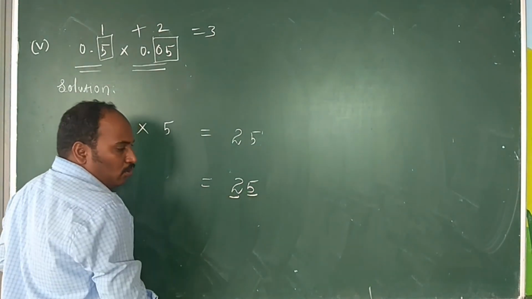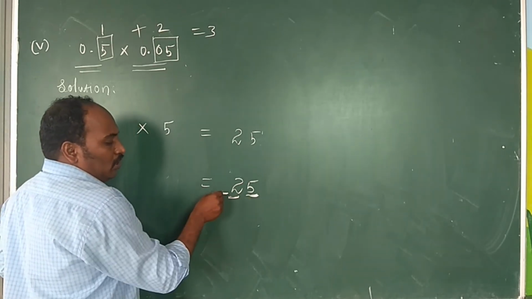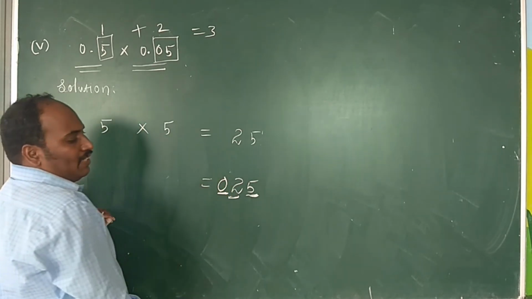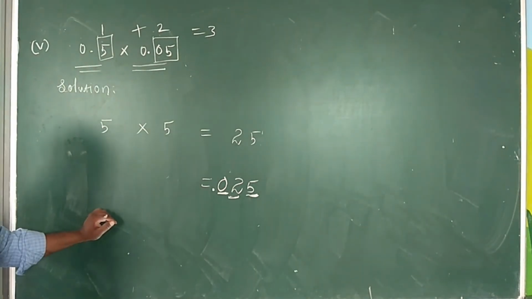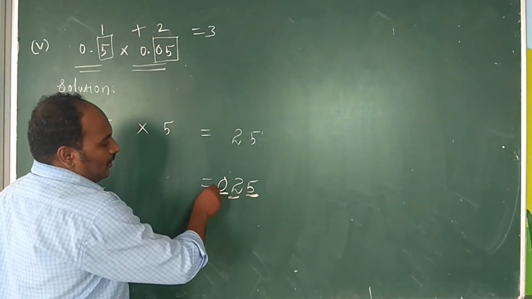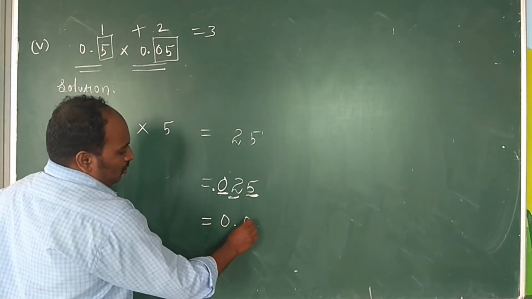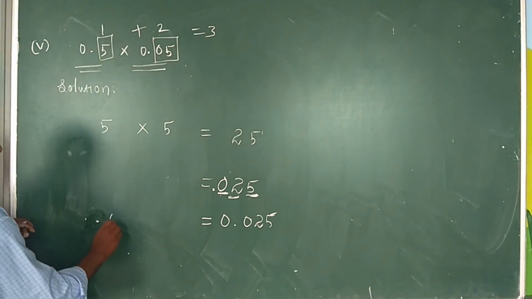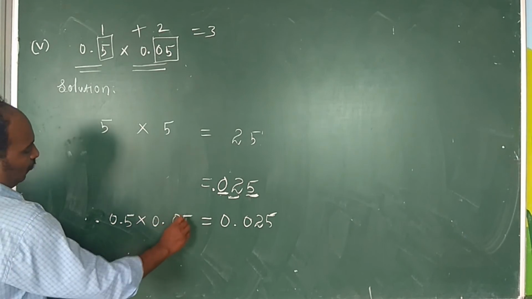1, 2, 3. There are only 2 digits, so we add 0 before. We place the decimal before 3 digits. So our answer is 0.025. Therefore, 0.5 into 0.05 is 0.025.